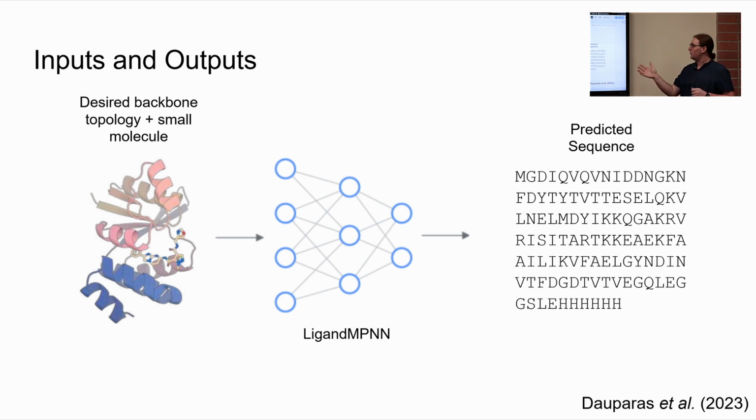We have a protein backbone. We want to generate a sequence for that backbone. However, now we also have additional context. We have context that comes from a small molecule. It comes from a nucleic acid. It comes from something else that can bias the sequence design.